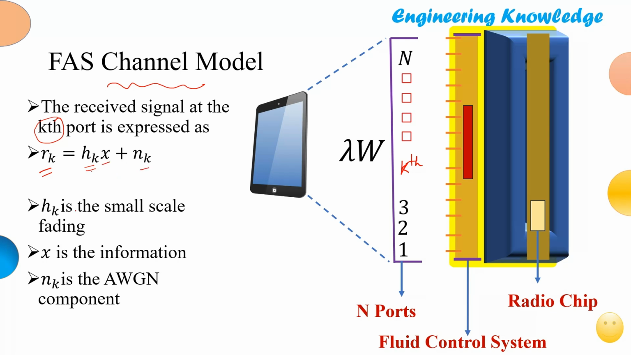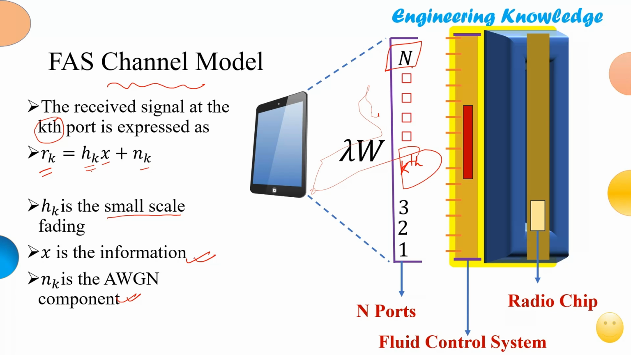What is h_k? h_k is the small-scale fading. You can model it using Rayleigh fading or Nakagami fading that I have discussed previously in my lectures. And what is x? x is the information signal, so it can be a BPSK modulated symbol that we want to transmit, and n_k is the additive white Gaussian noise component. So we can model the kth component like that, but you have to understand this is the kth component. How many total components are possible? The total number of possible components is N.